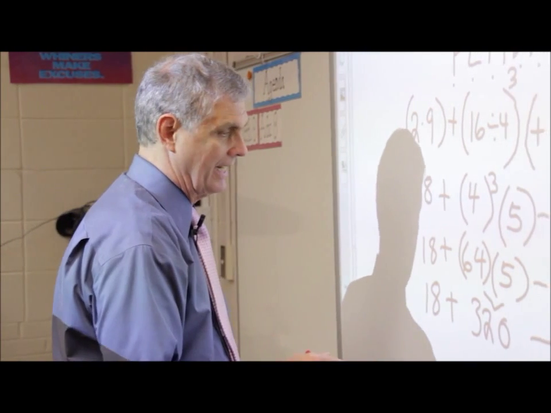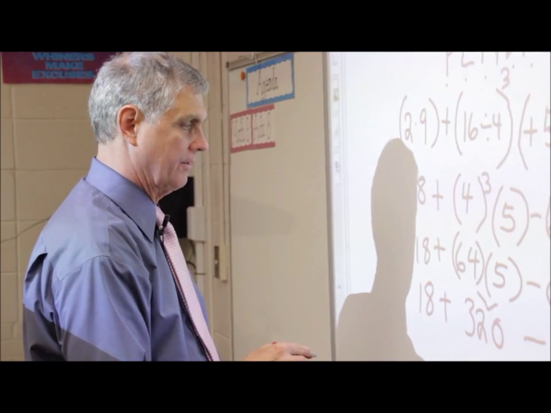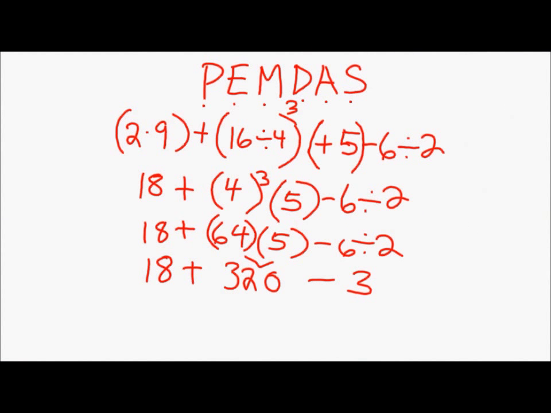Let's just add 18 to 320, and we get 338. And then we're going to subtract 3 from that. And our final answer is going to be 335.